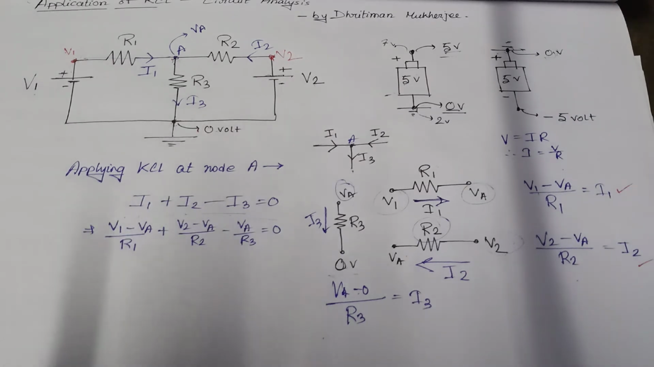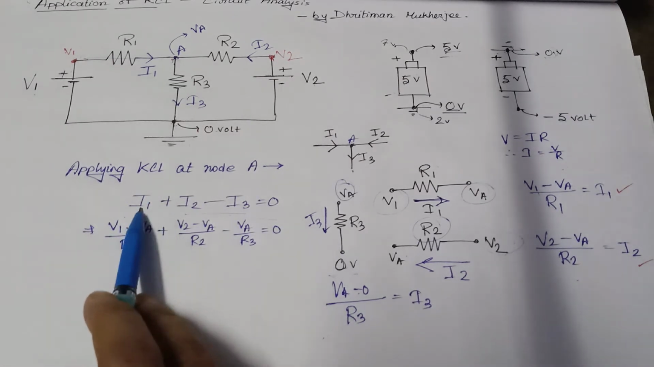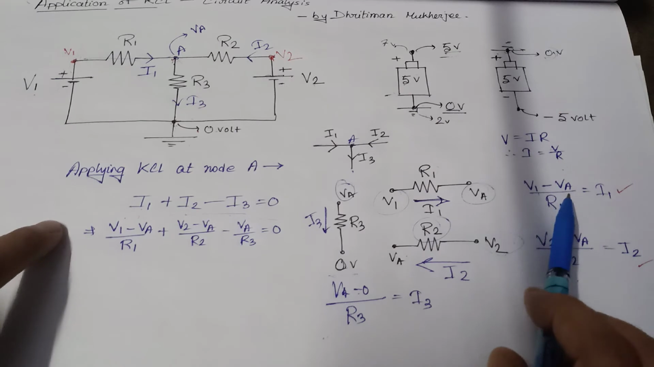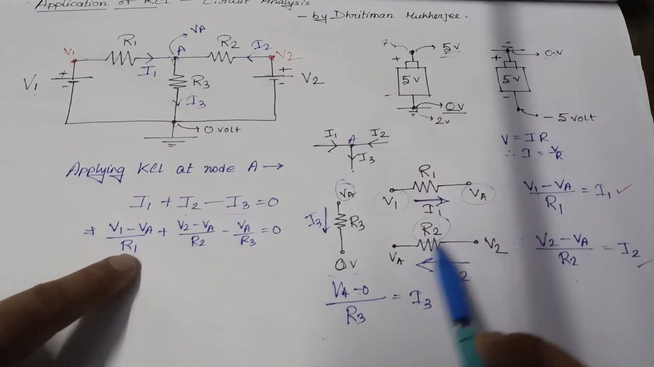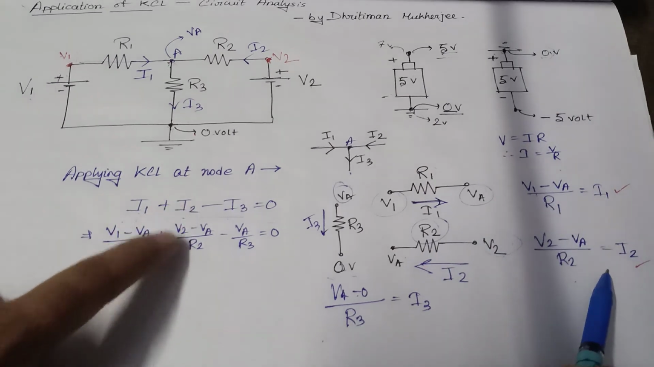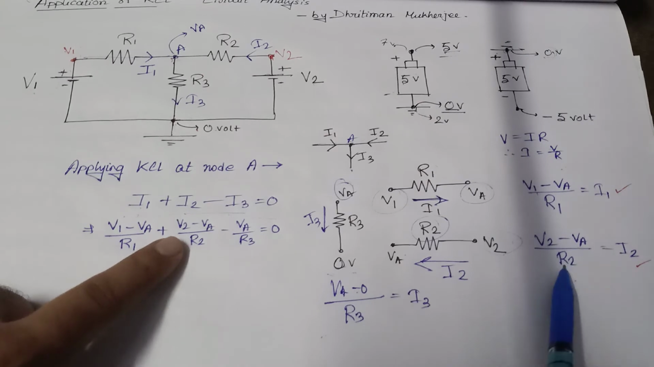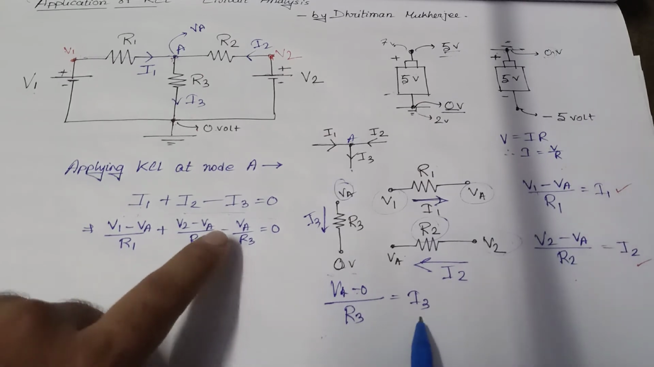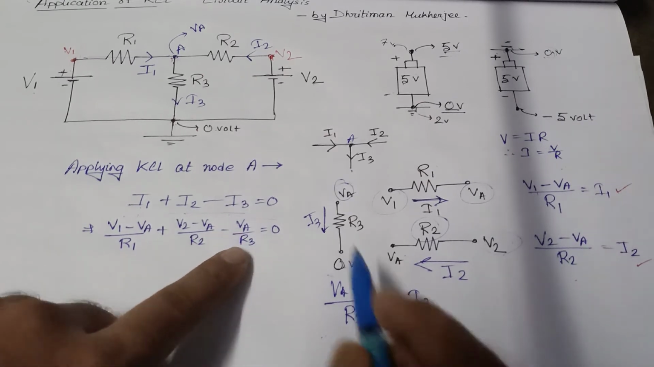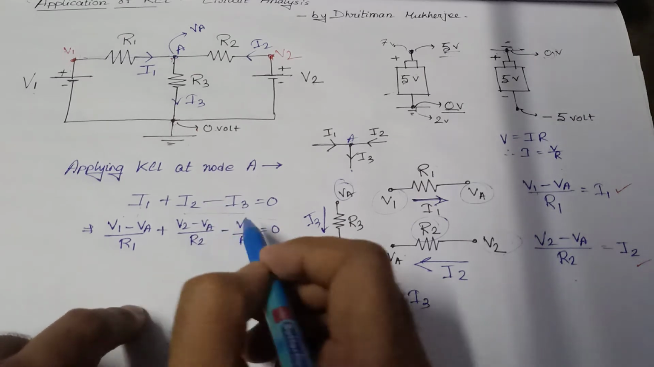Okay, so in place of I1 I have written V1 minus VA by R1. In place of I2 I have written V2 minus VA by R2, and in place of I3, VA by R3. There was already a minus sign, that's why there is a minus sign.